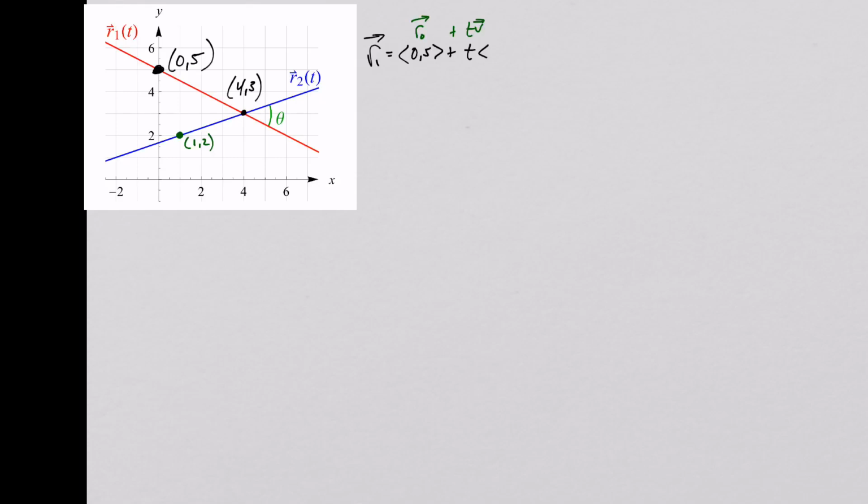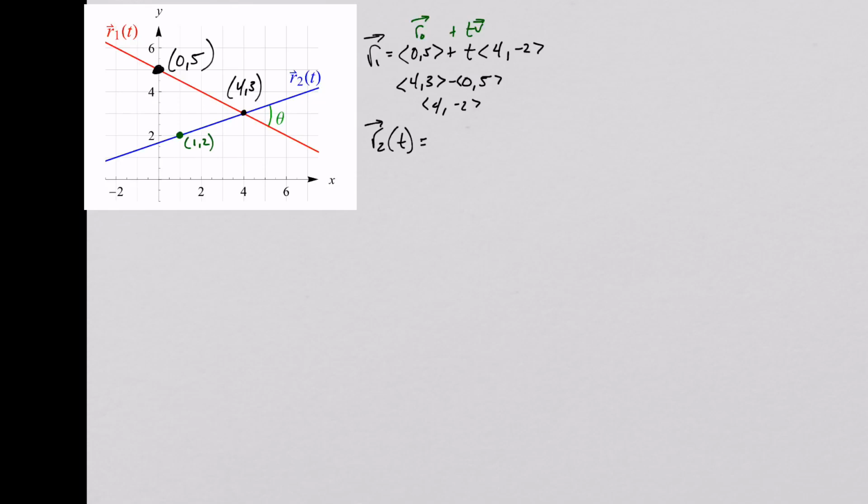And so how did I get from (0, 5) to the point (4, 3)? We can just figure that out by doing (4, 3) minus (0, 5). When I do that, 4 minus 0 is 4, 3 minus 5 is negative 2. And so that is my direction vector. Now I'm going to do the exact same thing for r2 of t.